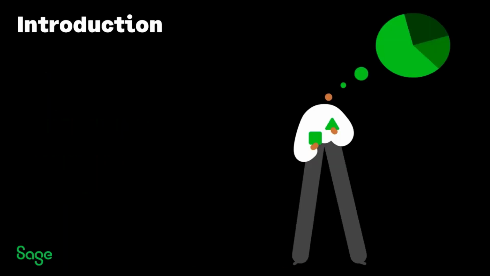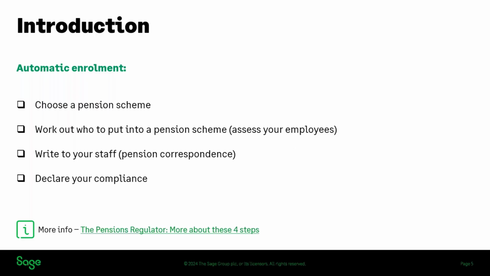So let's get things underway with our introduction. And first thing I'm going to do is to just briefly cover off your duties as an employer under automatic enrolment legislation. Now, this is something that we also covered in our pensions basics session, but it's always worth a reminder, and you can have these duties in mind when I start to show you the types of things that the pension module automates in respect of some of these tasks.